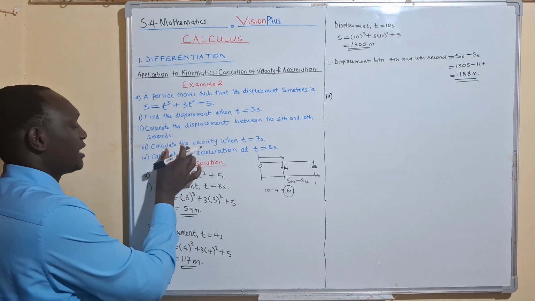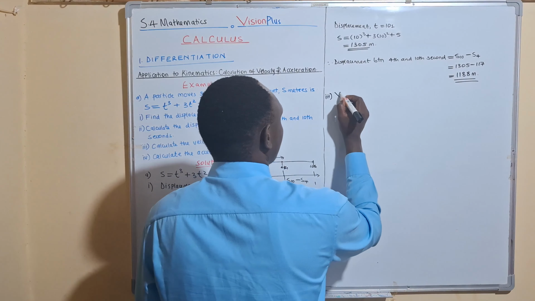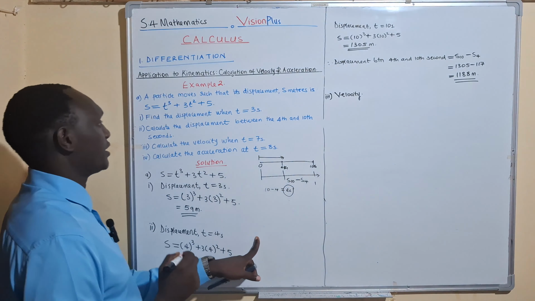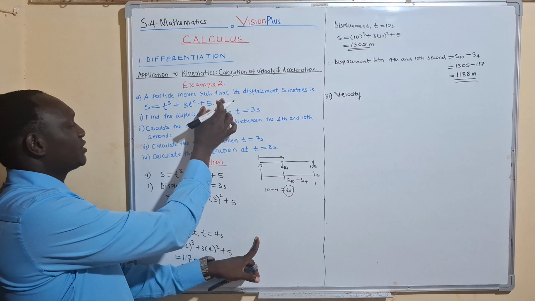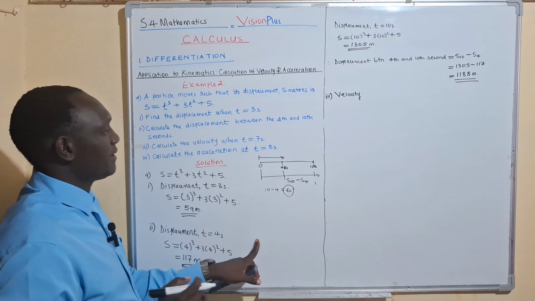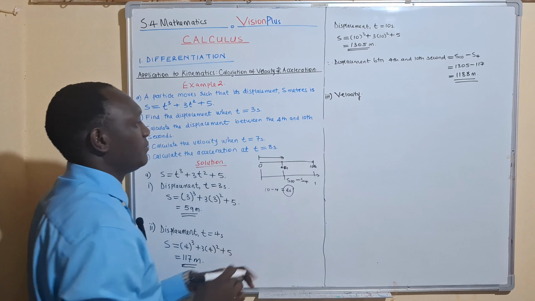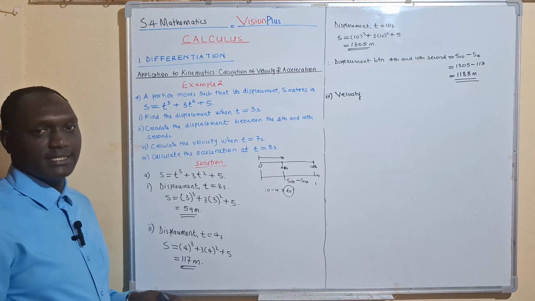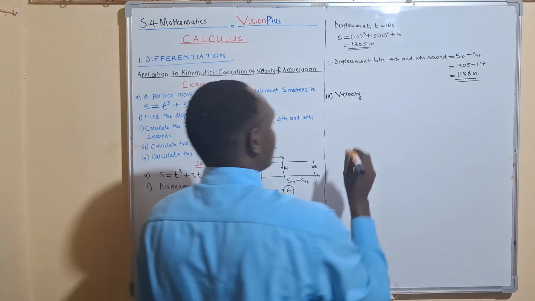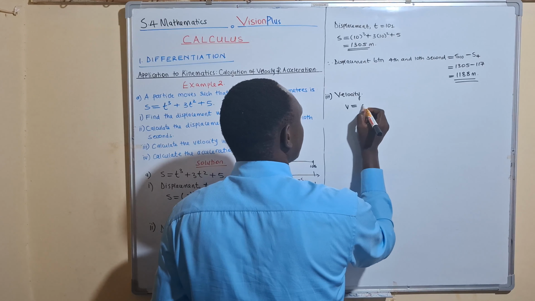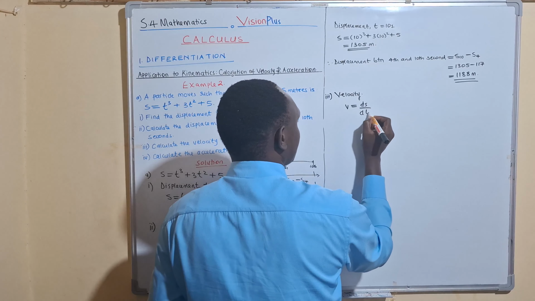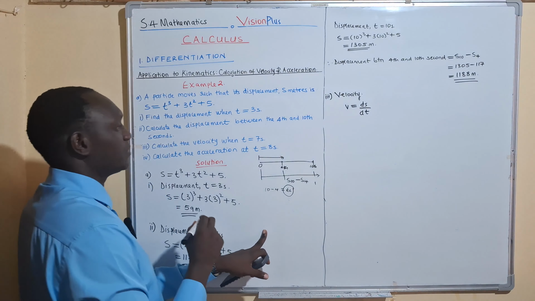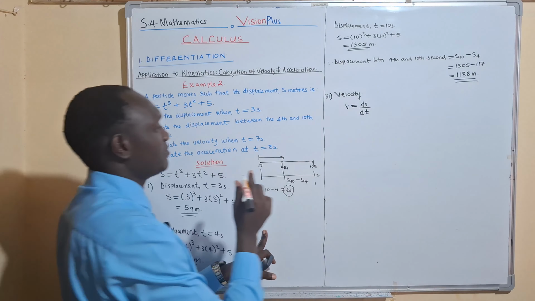Part 3 says, calculate the velocity. So, part 3 asks about velocity. Now, what do we have already? What we have already here is that the question has given us the displacement. But now, the next thing that they need from us is the velocity. What is velocity? Velocity is the rate of change of displacement. Therefore, velocity is what we know that it is the same as ds dt. ds dt is the rate of change of displacement. That means we need to differentiate the given function of displacement.